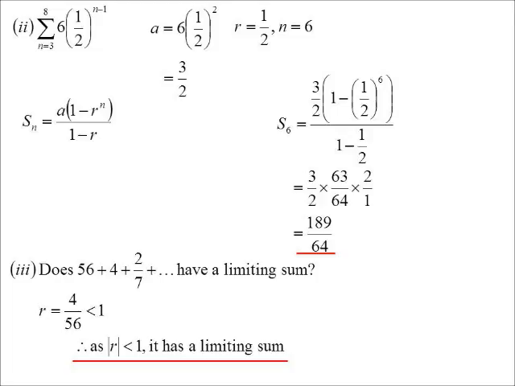Okay. Don't just say, yes, it has a limiting sum. Make sure you mention the condition so they know that you're not just guessing, because obviously it's a 50-50 chance to get it right.